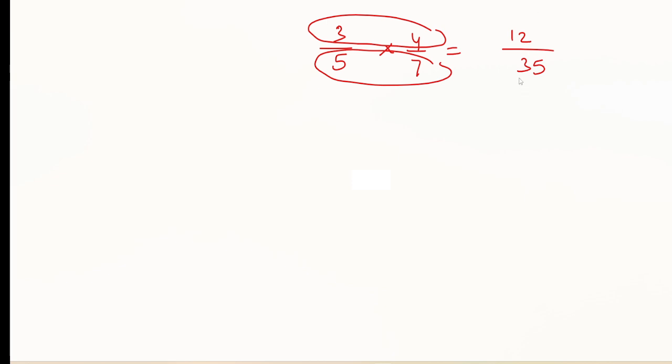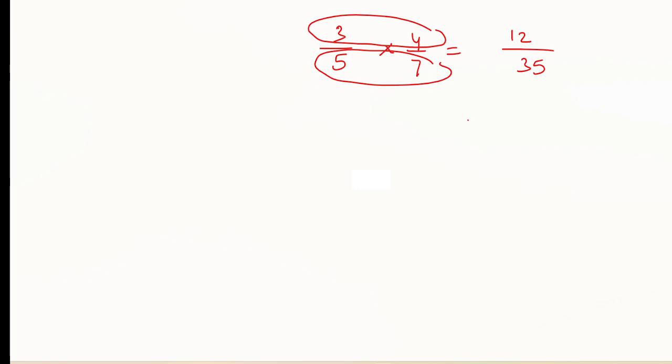Again, we can simplify it, right? If you just see 12 and 35, can we simplify it? So no, we can't simplify this, right? Because they don't come in the same times table.